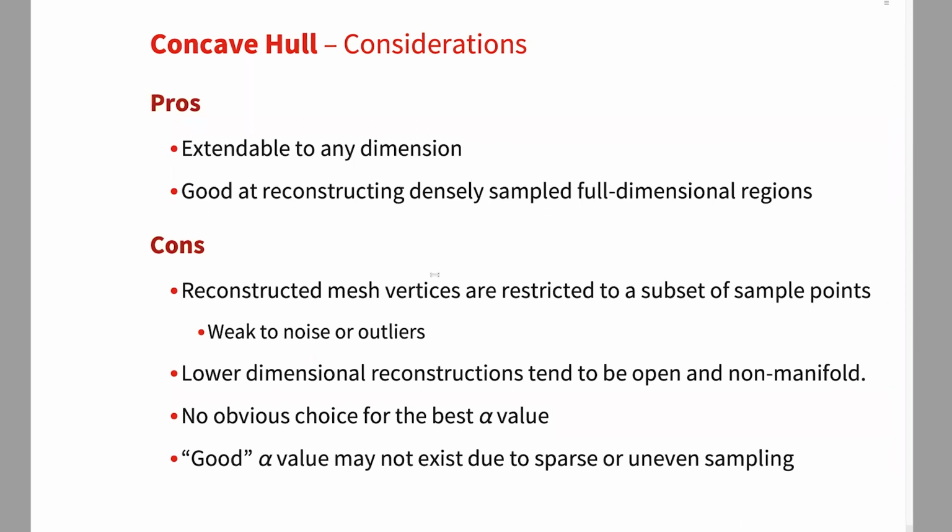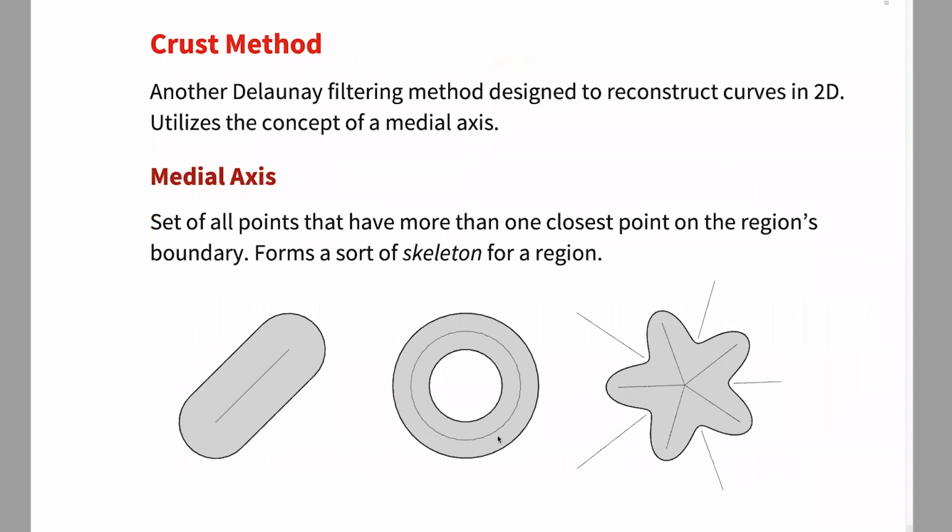Right. And then next up, so lower dimensional reconstructions tend to be open and non-manifold, so they have some issues. We're going to get a little messy, and there's not always an obvious or a good choice for alpha. So to relieve this, we have the Crust Method. This is another Delaunay filtering method designed to reconstruct curves in 2D. So this utilizes the concept of a medial axis.